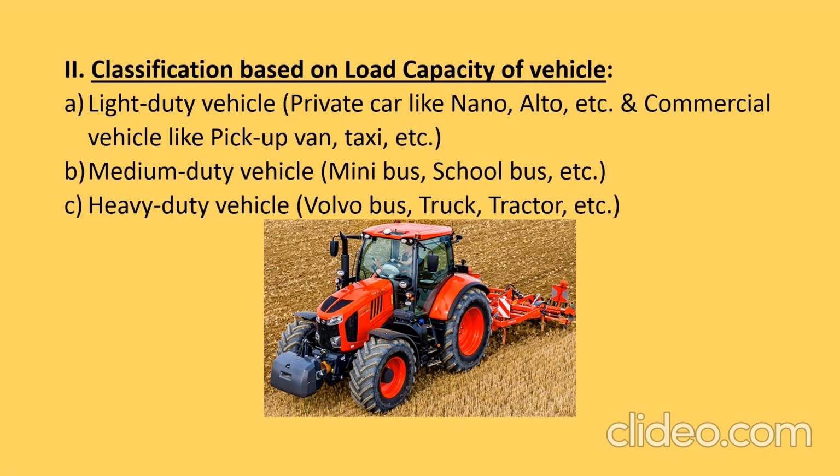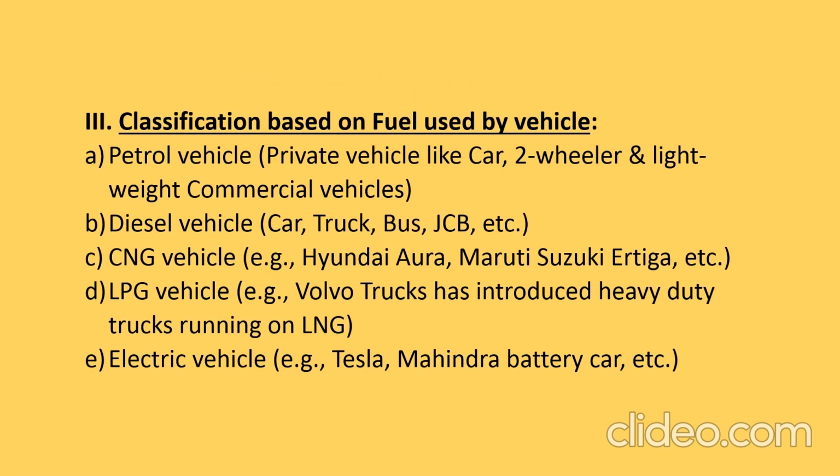Now the next classification, which is based on the fuel which is used by the vehicle. Petrol vehicle. Private vehicle like cars, two-wheelers and lightweight commercial vehicle use petrol as fuel. Diesel vehicle, that is car, truck, bus, JCB, etc. CNG vehicle, example Hyundai Aura, Maruti Suzuki Ertiga, etc. LPG vehicle, example Volvo trucks have introduced heavy duty trucks running on LNG. Electric vehicle, example Tesla, Mahindra battery car, etc.